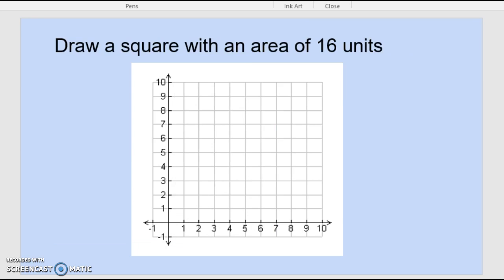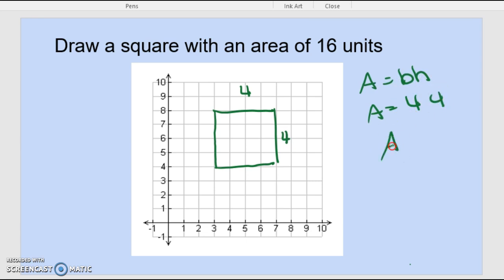All right, draw a square with an area of 16 units. So remember, area, that is the inside. So it's really just the squares. So if it says a square, you know that all the sides have to be the same. So the only one that will work is a 4 by 4 square, because if you multiply 4 and 4 together, as my formula is base times height, that would get you 16 units squared.